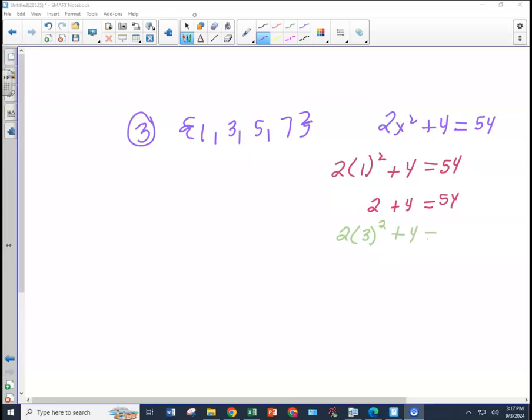Is that going to get us to 54? So 3 times 3 is 9. 2 times 9 is 18. Is 18 plus 4 getting us to 54? No. So this one doesn't work. That one doesn't work. All right. To save time and my energy on this thing, the pen that's not working very well, let's jump to 5. Let's do 5, and then we'll talk about it.